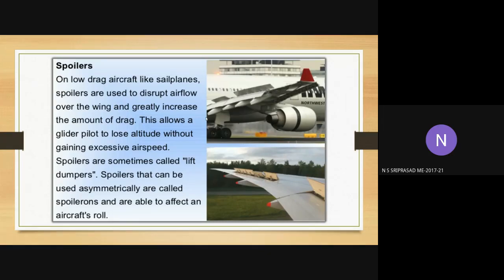It's like if you're going in a train or a car, and you put your hand parallel to the surface of the ground or the road, you see that the air around your hand will go smoothly. But if you put your hand vertically, the air will get blocked, right? That is a similar fashion to how spoilers work. Spoilers are also called lift dumpers, because once they disrupt the airflow, immediately there'll be a decrease in the altitude.